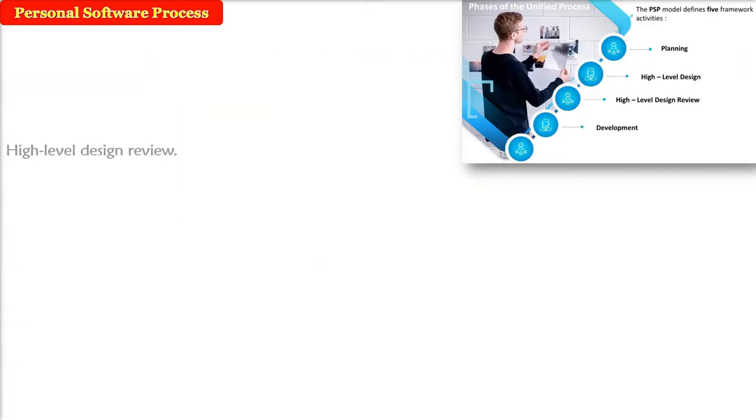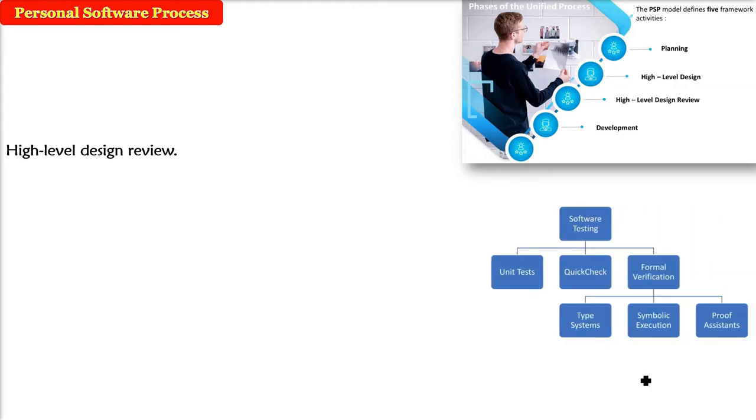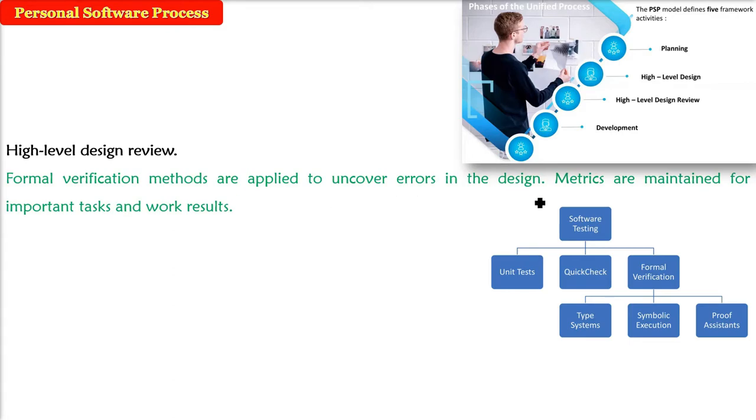But PSP is for individuals. High level design review. Now how to review? Here we will adopt formal verification methods. In software testing, there are certain formal verification methods: type system, symbolic execution, proof assistants. We'll talk about that later.